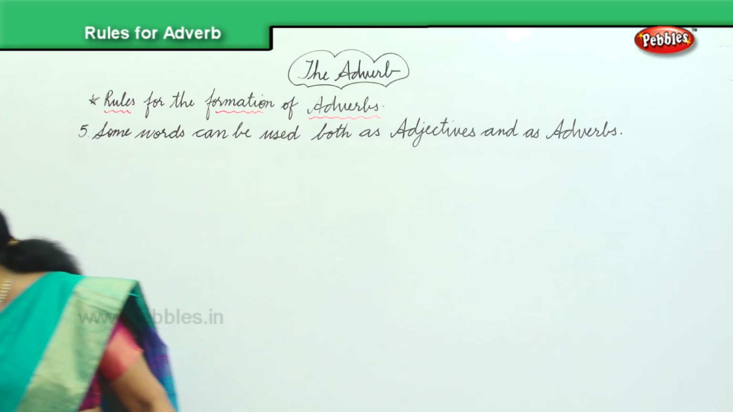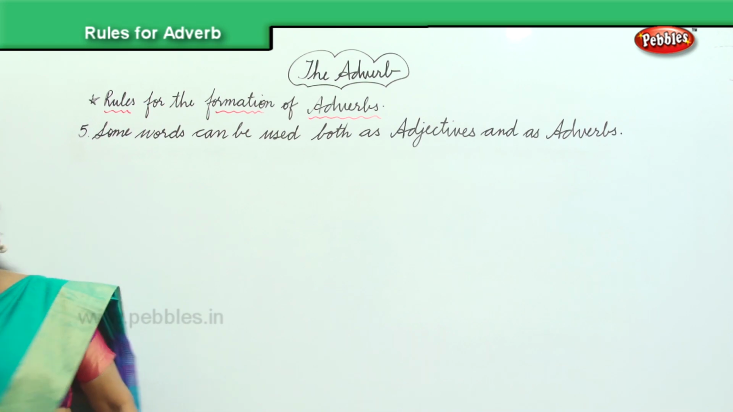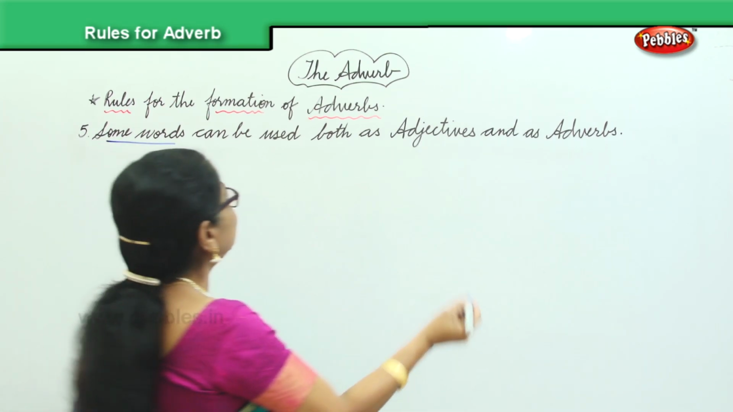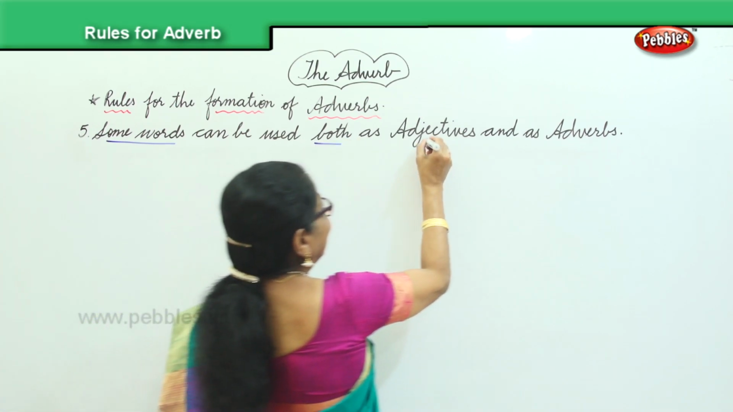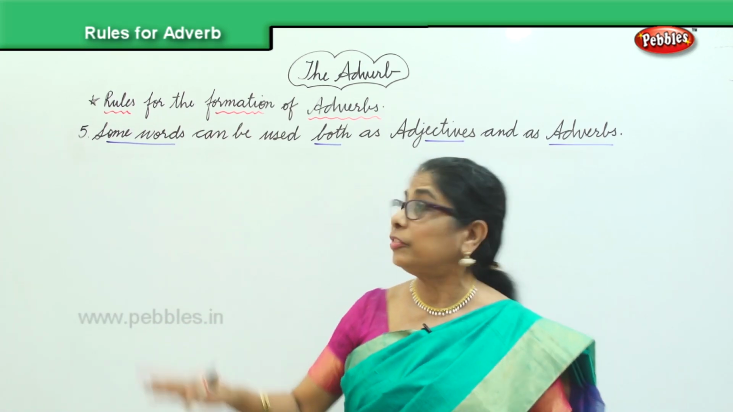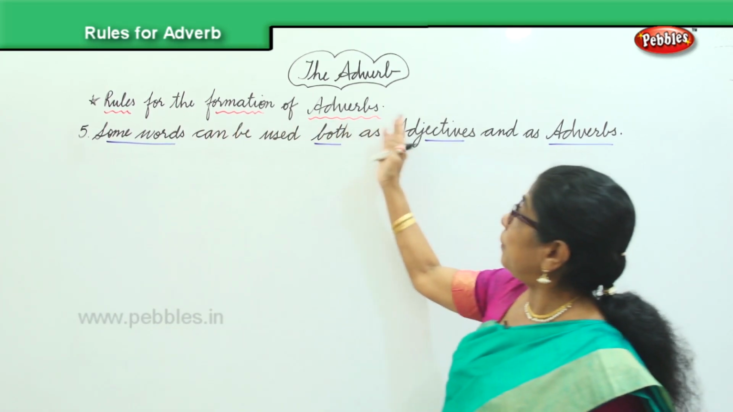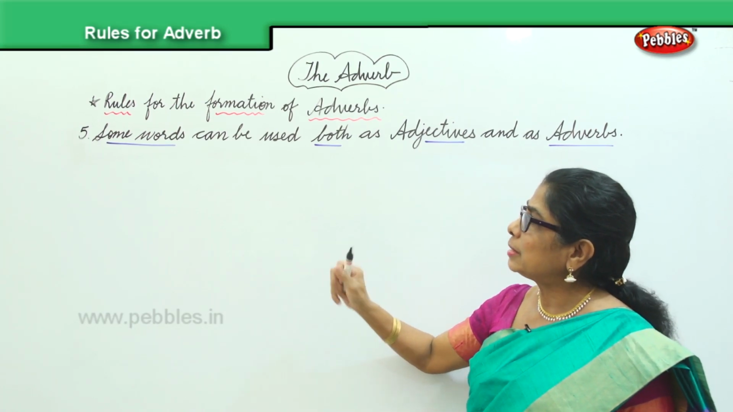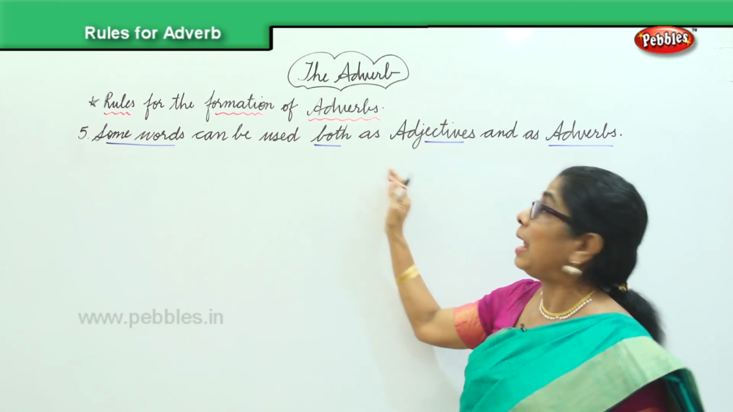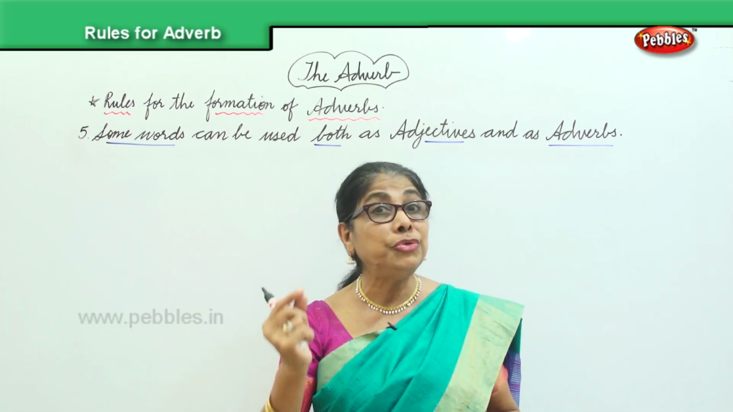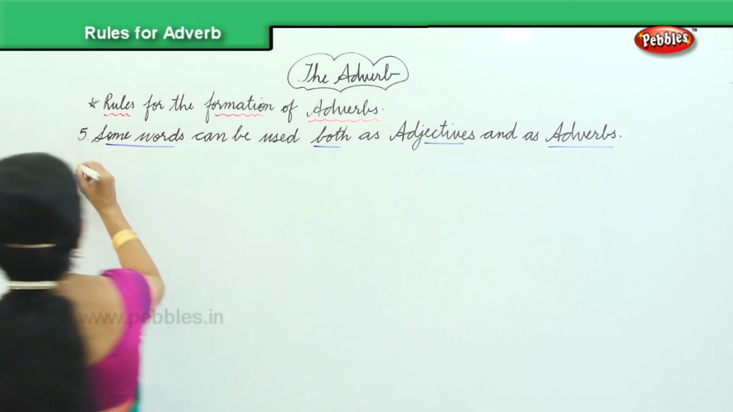So that is a very interesting part. Some words can be used both as adjectives and as adverbs. We come to the last of the rules for the formation of adverbs. Now, the last and the fifth one is: some words can be used both as adjectives and adverbs. Now, let us remember it is the use of the word.